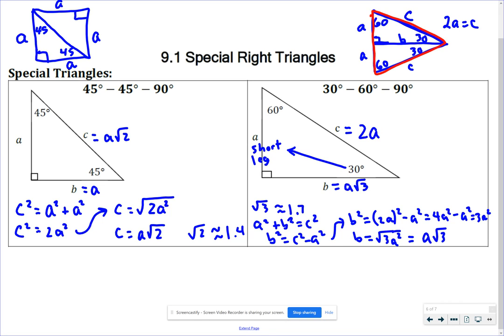Now, what we're going to do is talk about how to find the other two sides if I know just one of the sides of these special triangles. Because if I know one, I can find the other two. So that's what we'll be doing next. We'll talk about how to find the other two sides if we're given one in this special right triangle. And it's really pretty easy. So let's talk about how that works.